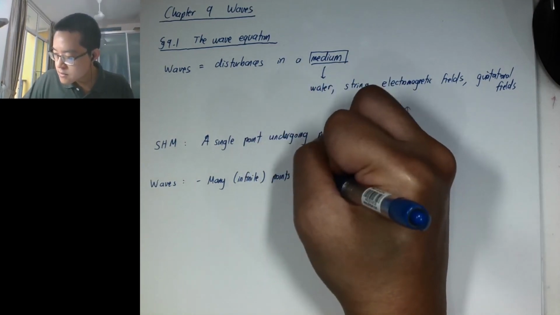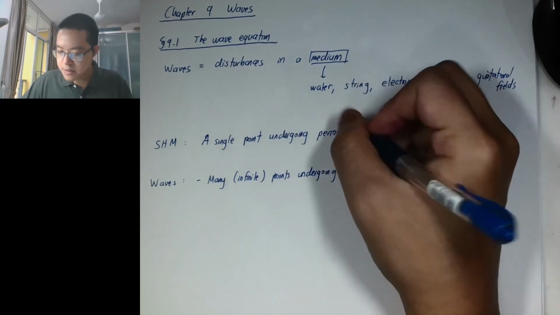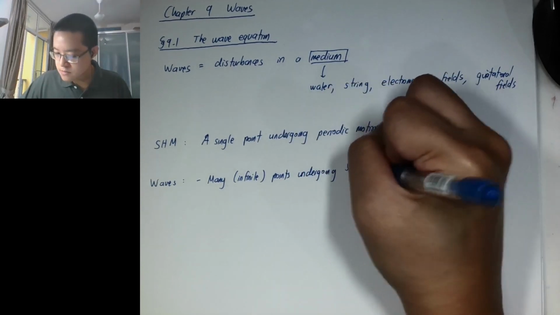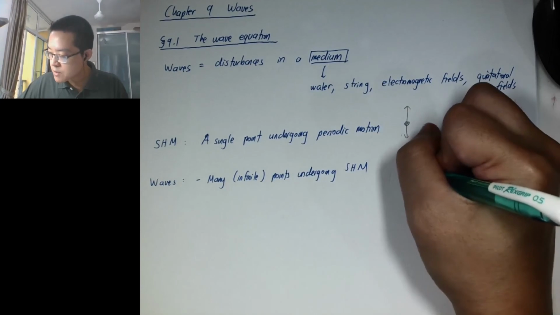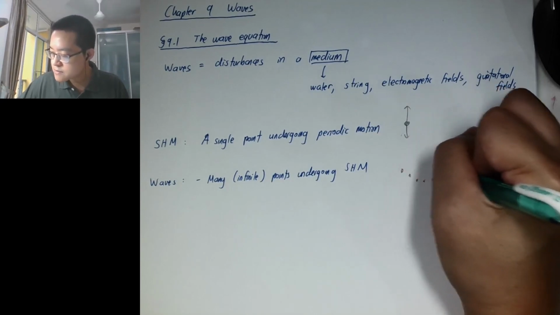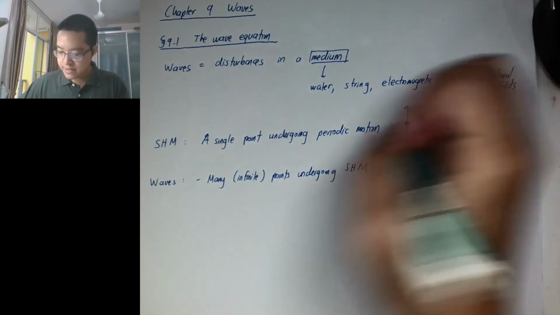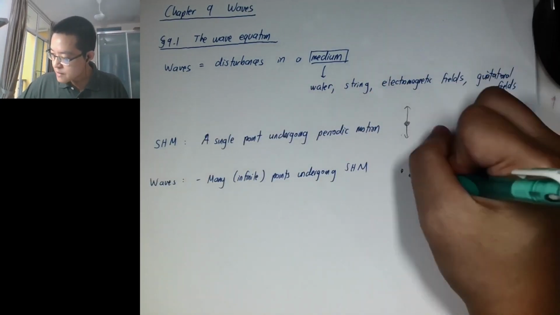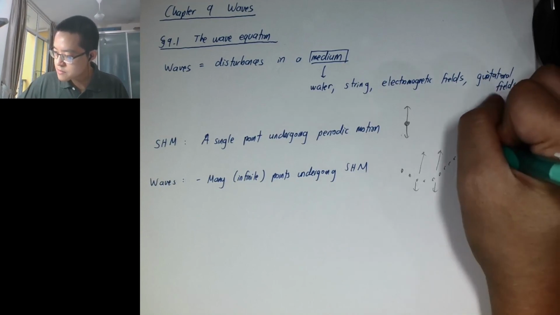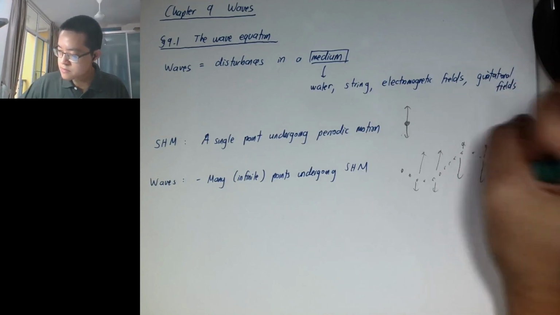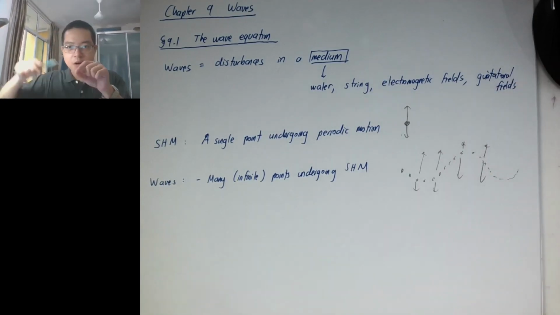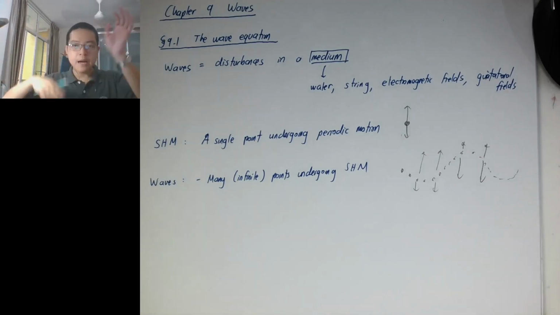Undergoing simple harmonic motion. Okay, so I have not just one point but many points. So all of them are going up and down, vibrating. So each of them is going through simple harmonic motion. Okay, so many points. All of these points are going up and down, right?